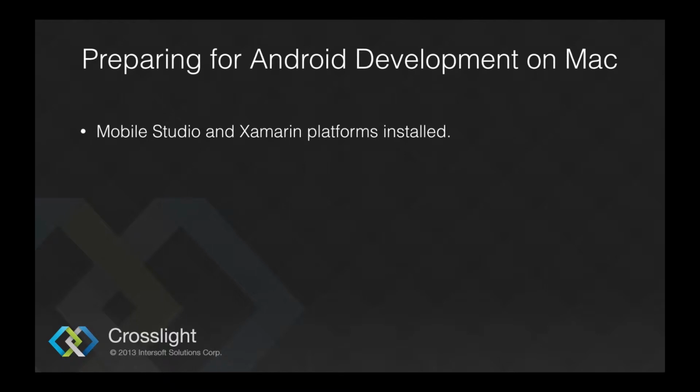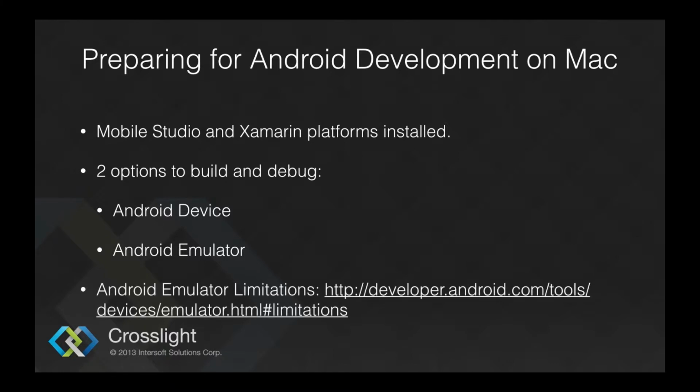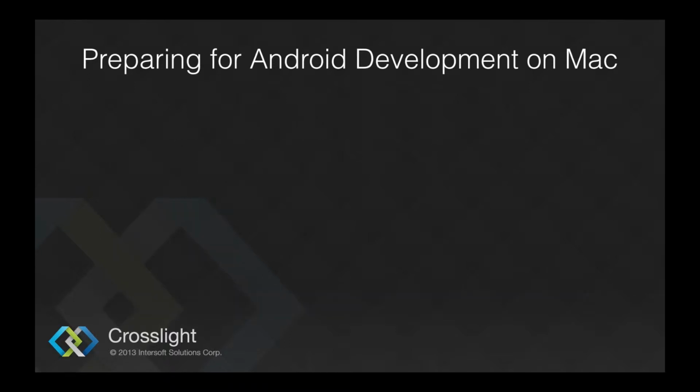To develop Android applications, you can either build and debug directly to an Android device, or you can use the Android emulator, but with certain limitations. You can find a complete list of limitations on the site. In this video, we will create a Crosslight enabled application and build the application to an Android emulator with virtual machine acceleration enabled, or also known as VTX.